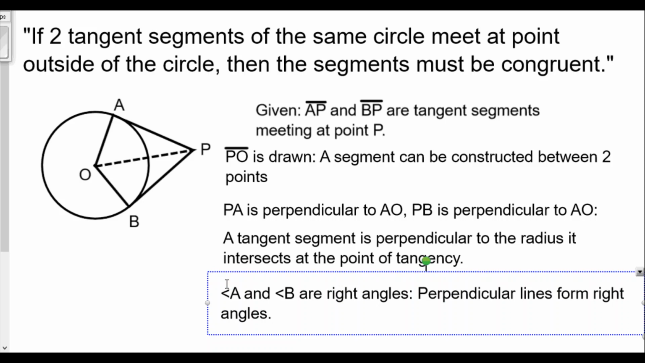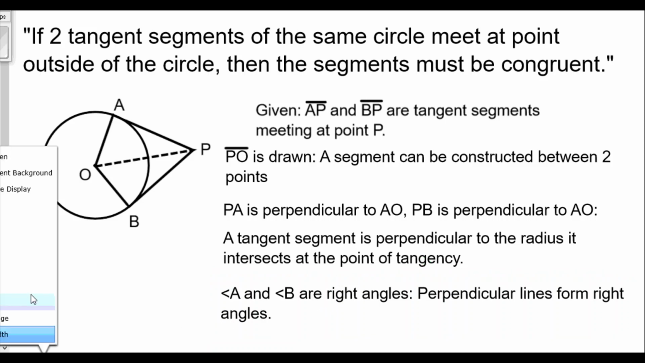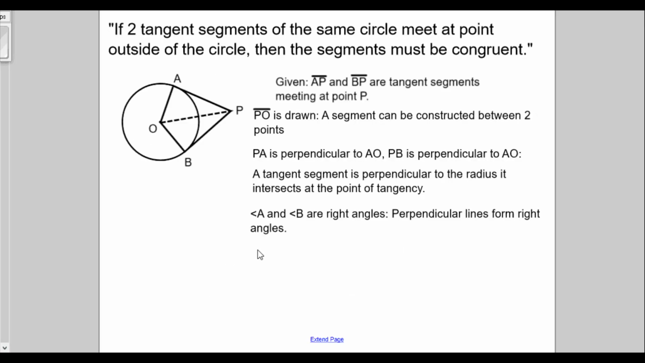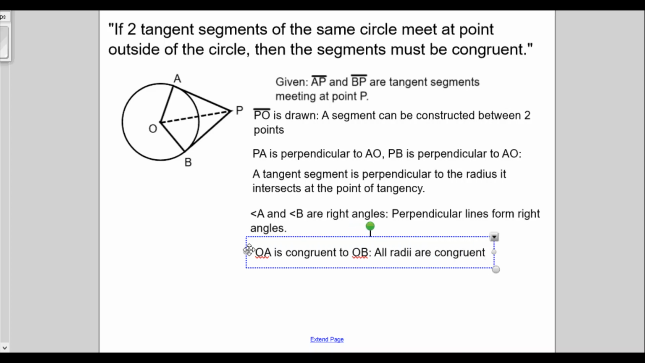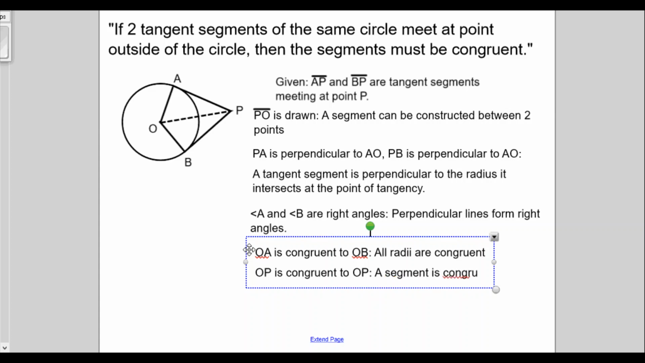Now you might say this kind of sounds like a proof, and it is. So I'm doing the proof now, so let's do an entire page. We know in this case that OA is congruent to OB, and we know this to be true because all radii are congruent. We know that OP is congruent to OP. Our reason: a segment is congruent to itself. That's the same as the reflexive property, ladies and gentlemen.